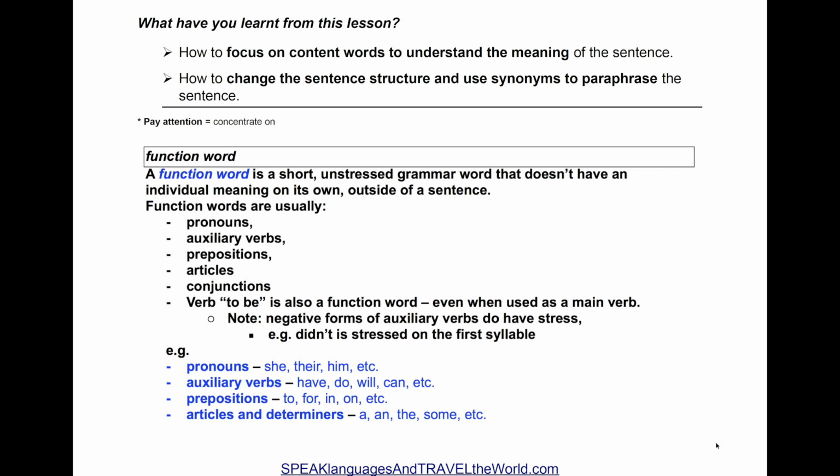So examples of pronouns are she, their, him. Auxiliary verbs: have, do, will, can. Prepositions: to, for, in, on. Articles and determiners: a, an, the, some.